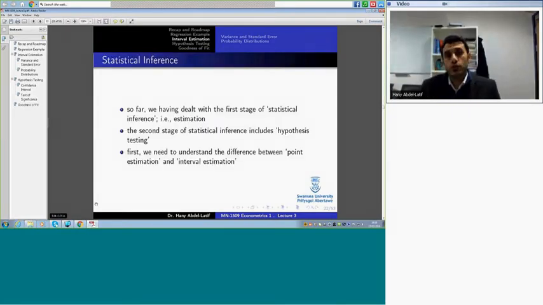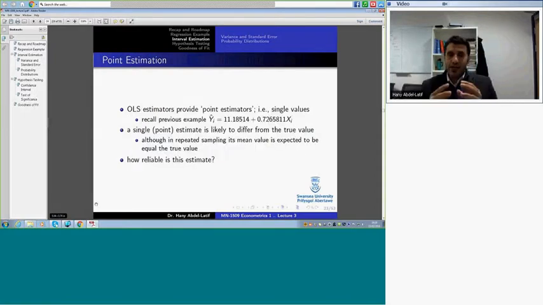The first stage in statistical inference we already did by learning how to do the estimation. The second stage is how to test hypotheses, and to understand this we really need to understand the difference between point estimation and interval estimation. So what we actually have from the OLS estimators is point estimation, where we have single values for beta 1 and beta 2.